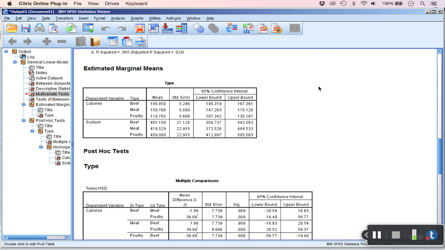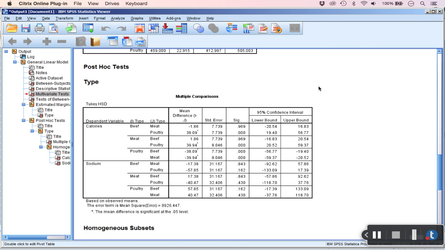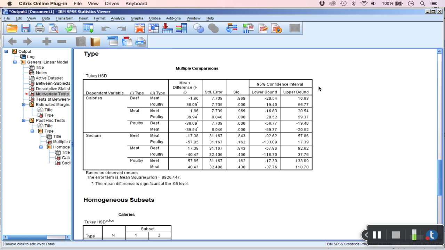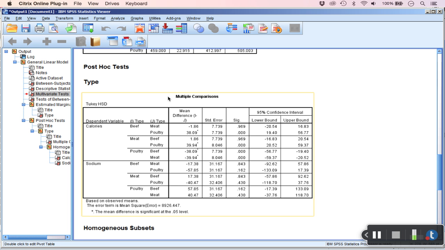So again, the question is, are these means significantly different from one another? We'll have to look at our post hoc Tukey test to determine that. Here we have our multiple comparisons table. It looks just like your regular standard ANOVA, except it's a little more involved because we have them for both dependent variables. If we check out our significance column, we're finding a significant calorie difference between beef and poultry and also meat and poultry.